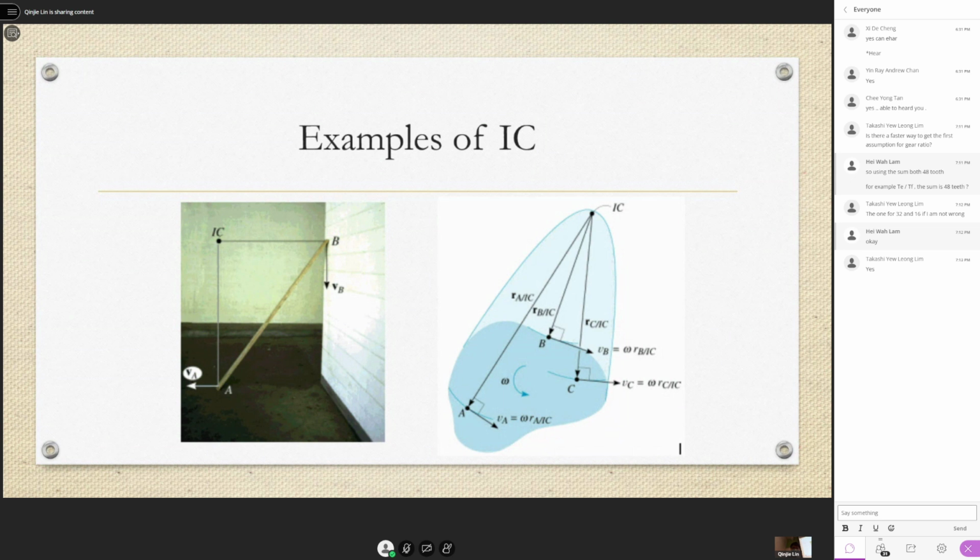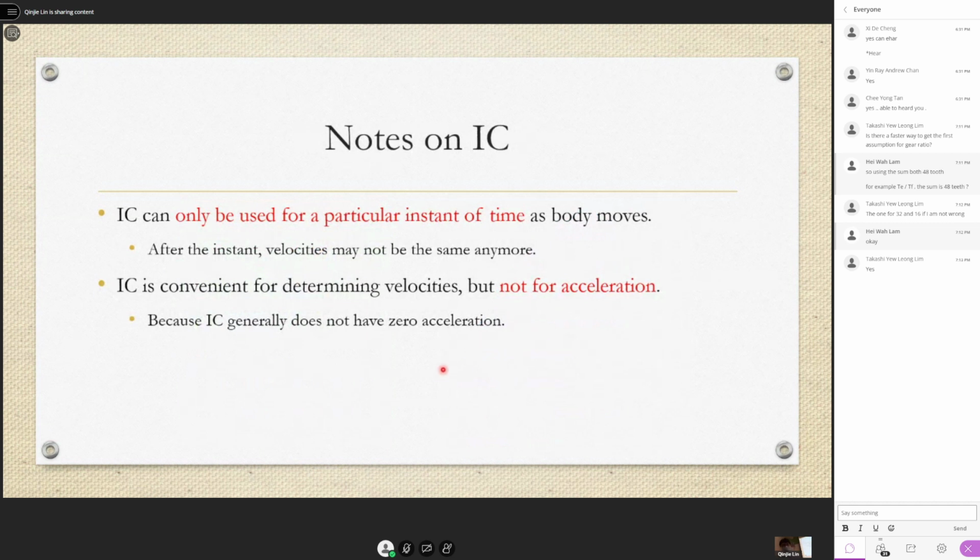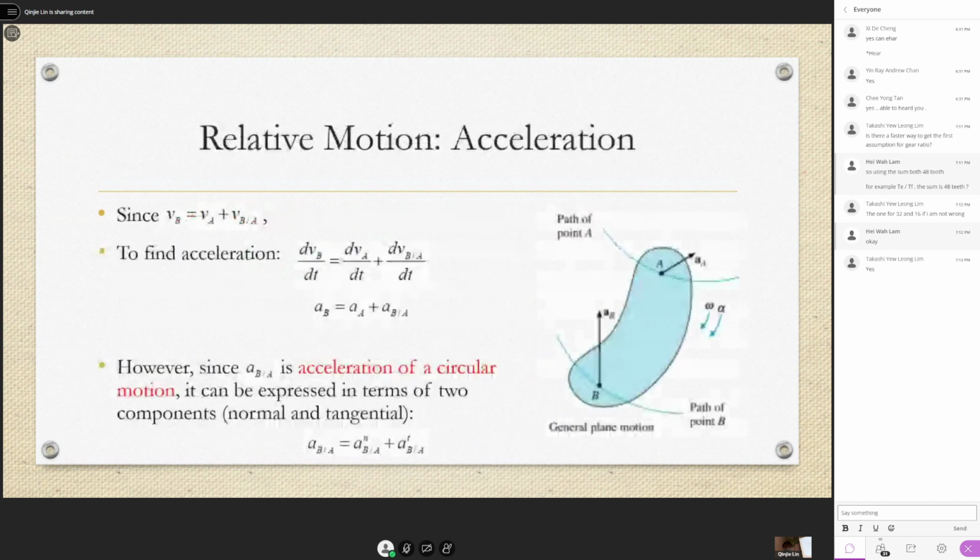Can draw also. So next instant, imagine B is here and A is somewhere here. All right, if you draw imaginary lines, the IC appears to be somewhere around here already, correct? So this IC appears to move from here to here, correct? So there will be some acceleration. Acceleration will bring it away. It's just for velocity that we can confirm it's zero. Okay, so IC is not useful for acceleration because we don't know.